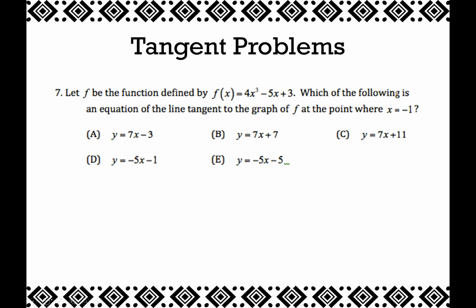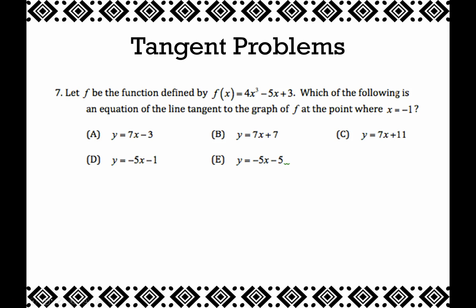All right, so let's do this problem. This is actually a problem from the AP calculus exam. Not from this year, but from a previous year. Let f be the function defined by f of x equals 4x cubed minus 5x plus 3. Which of the following is an equation of the line tangent to the graph of f at the point where x equals -1? Well, we know what 4x cubed looks like.